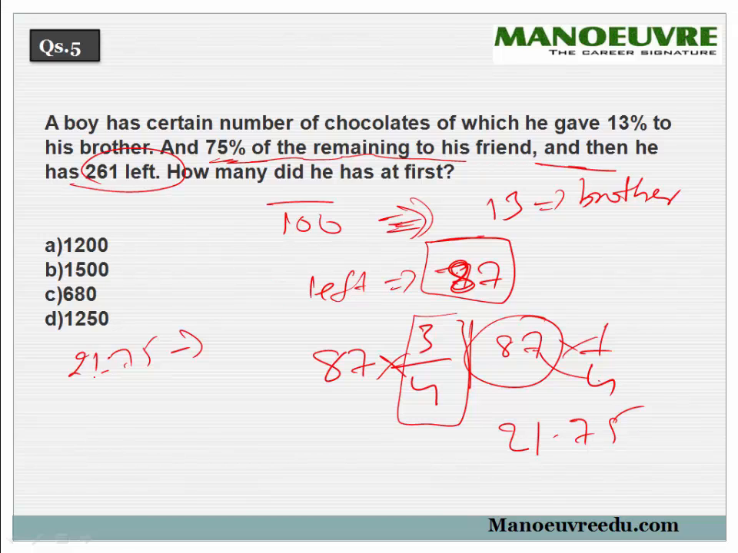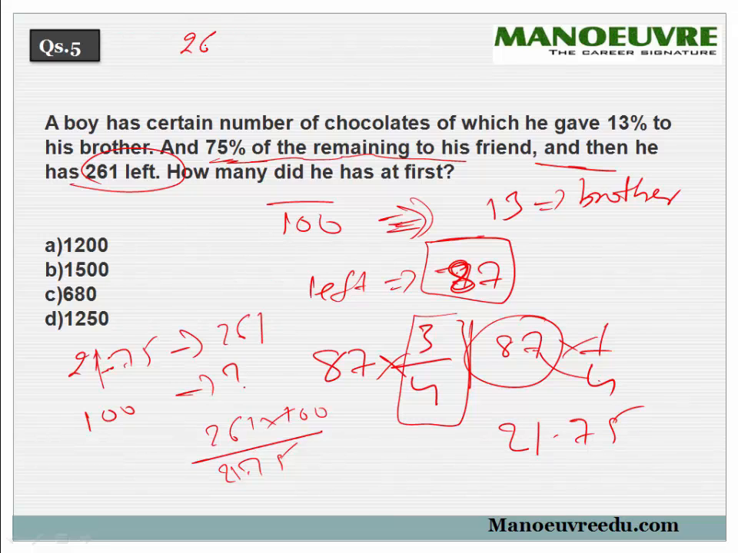So 21.75 is equal to 261. So we can say 100 is equal to how much? So 261 into 100 upon 21.75. Okay, the calculation is a little dirty. 261 into 100 upon 21.75. If you remove this decimal, you have to increase 2 zeros here. So I have done that.